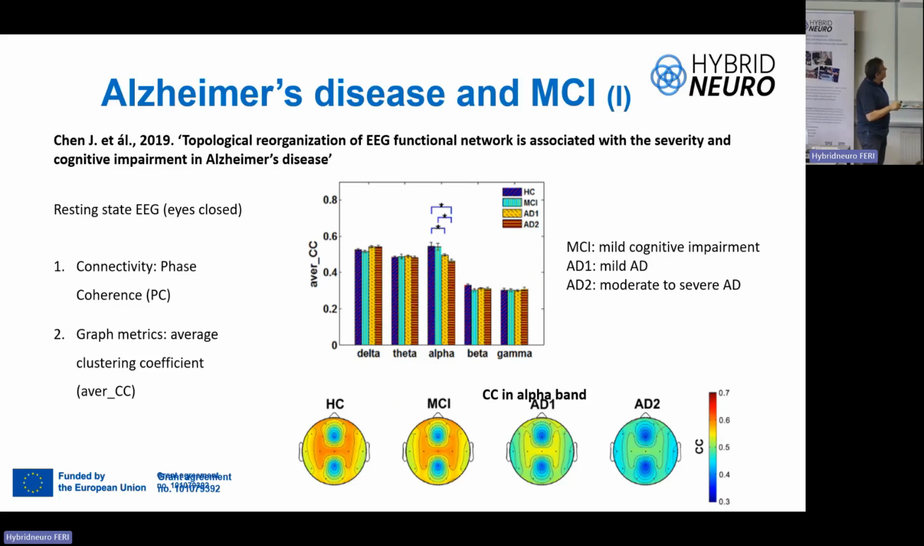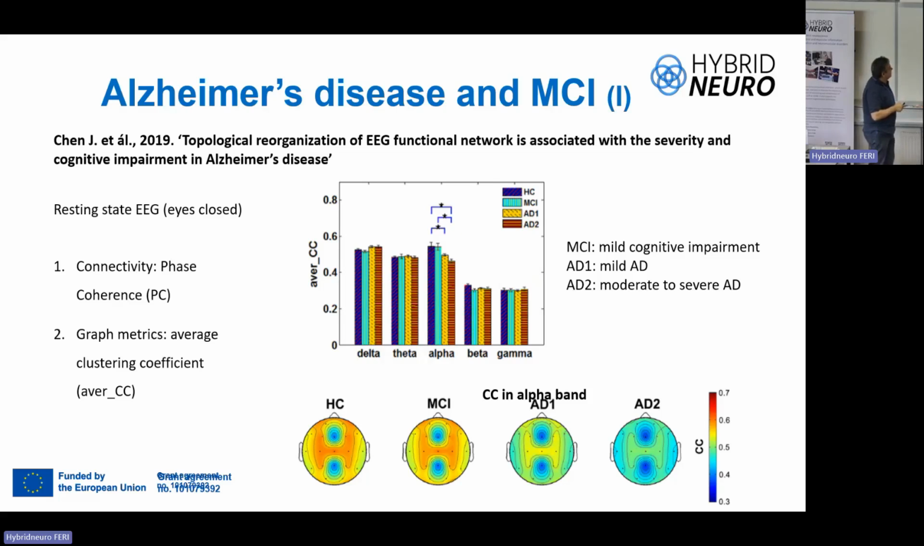Here in the alpha band, we can observe groups of healthy controls, mild cognitive impairment, mild Alzheimer's disease, or severe symptoms of Alzheimer's disease. We can observe here, not in the others, but in the alpha band, that the clustering coefficient is lower. The clustering coefficient is related to the local connectivity, the segregation, remember. So it's like the number of triangles is lower, so the connectivity is lower in the patients.